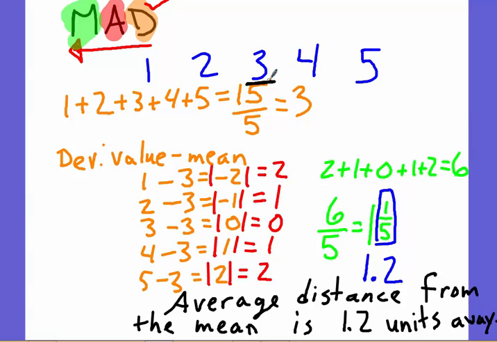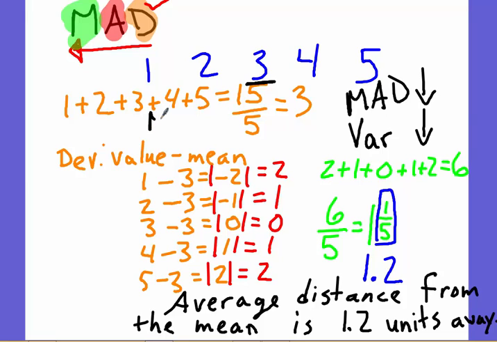Alright, a smaller MAD, a MAD that is small, means that the variability is small. A MAD that is large means that the variability is large.